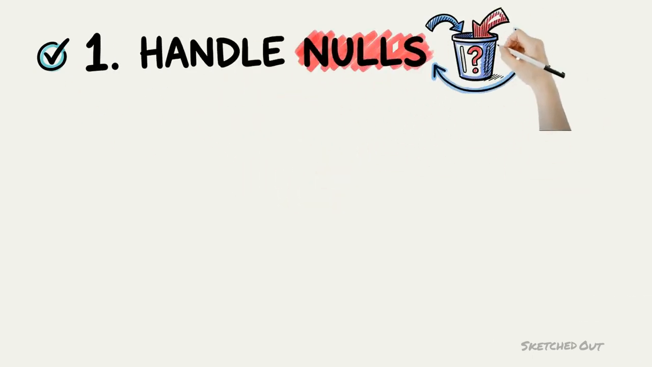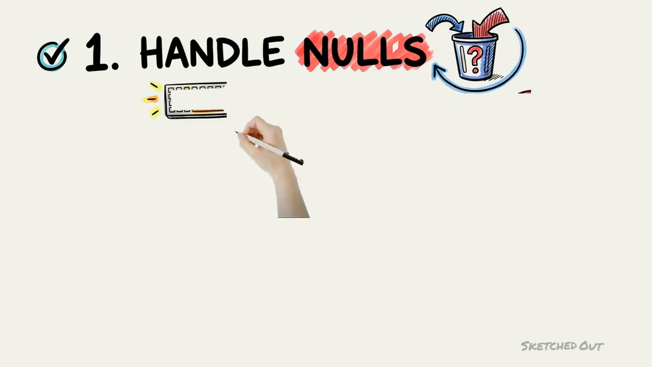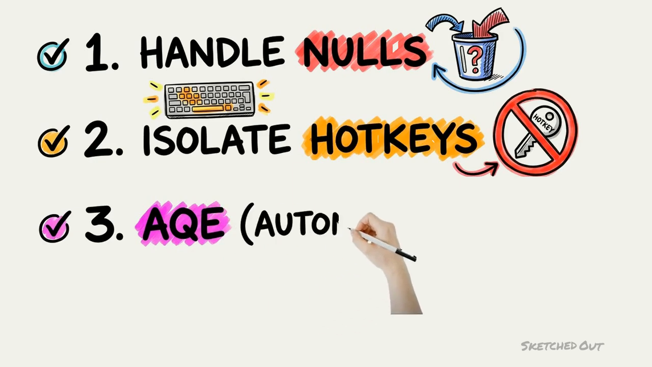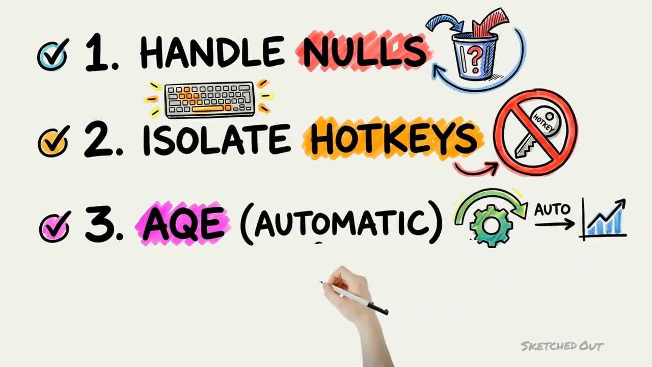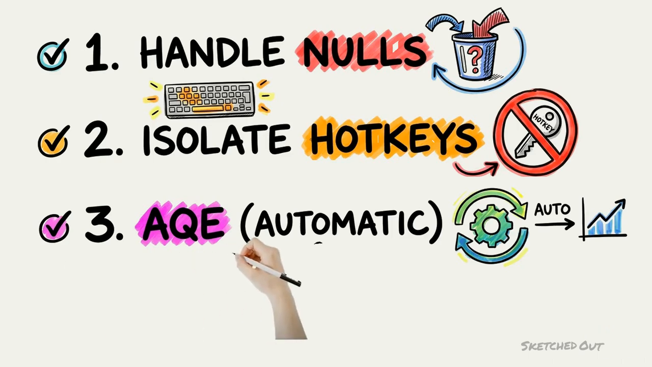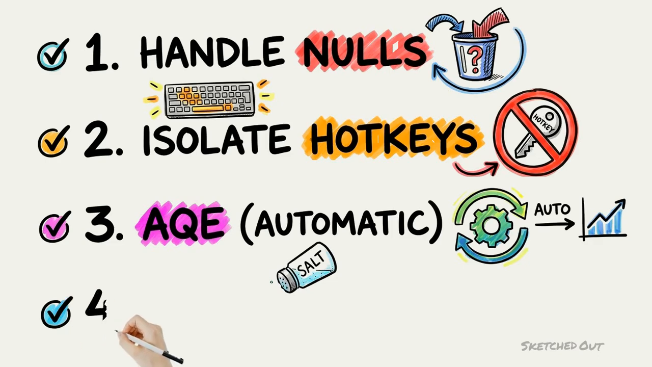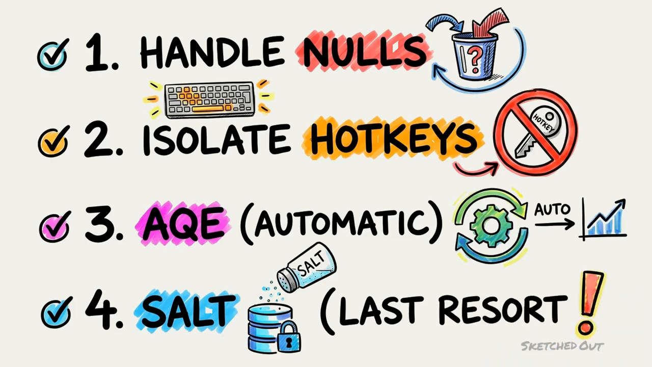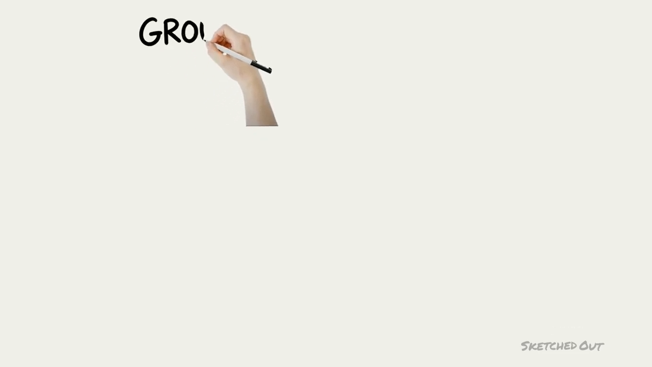So here is the right order to think about this. First, check for nulls and handle them at the source. Second, if the hot key is identifiable and stable, consider isolating it. Third, if you are on Spark 3.0 or later, AQE will catch the most common remaining cases automatically. Fourth, if none of the above is sufficient, salt. Salting is powerful, and it adds complexity. The others are simpler and should be tried first.